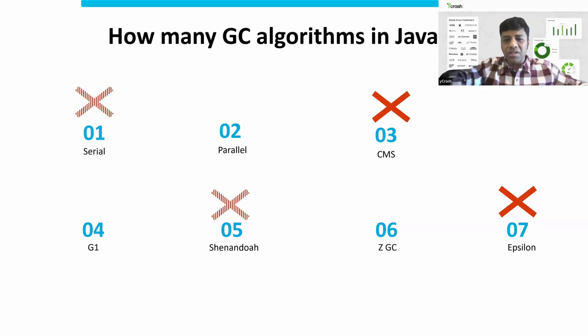So friends, out of the 7 algorithms, I have eliminated 4 of them for you. So you need to pick only from these three: parallel, G1 and ZGC. So typically in OpenJDK, only these three choices are available to us: parallel, G1 and ZGC. Okay. So from these three, let's narrow down what to pick.